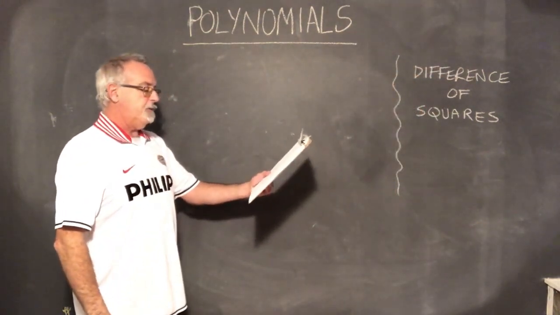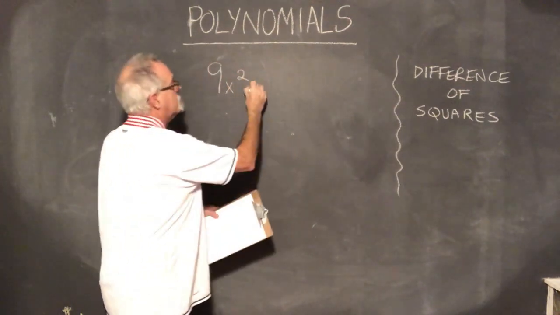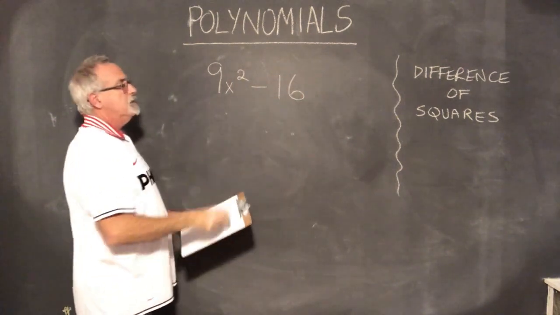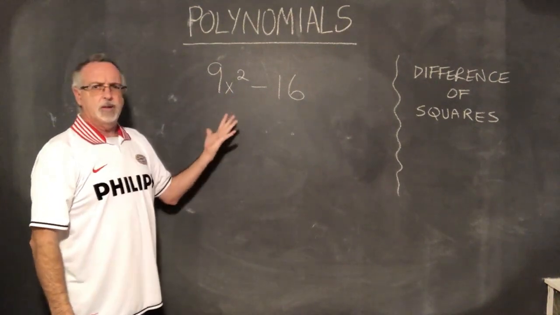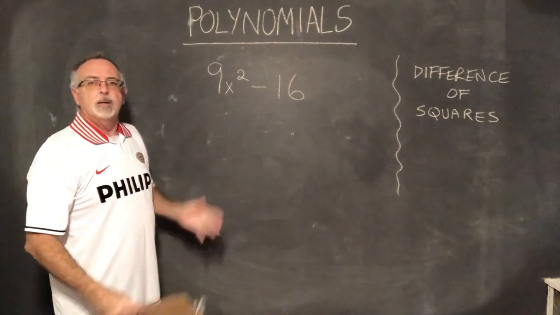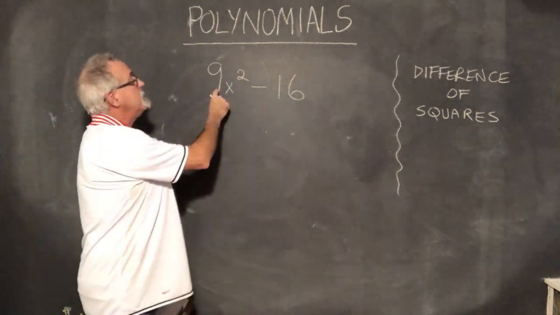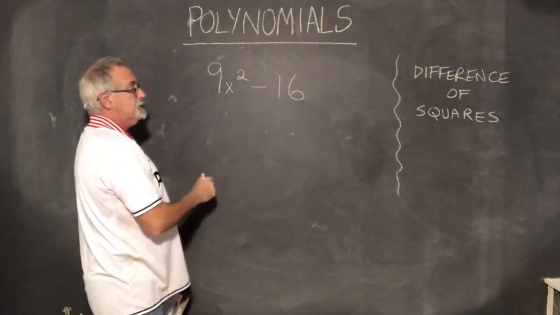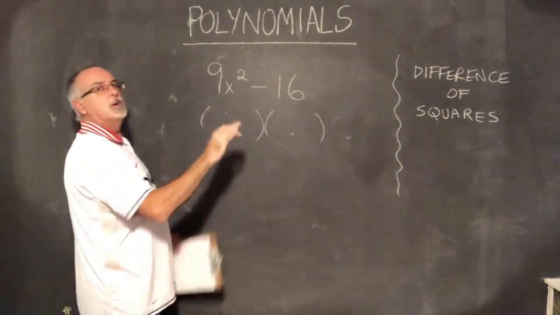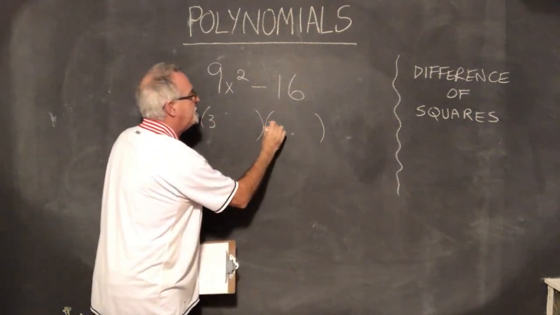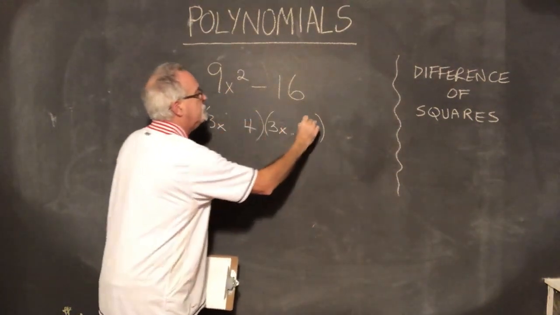Okay, the last one I have for difference of squares. How about this one? Okay, so now I have a combination of number and variable here. Is this a square? If the 9 is a square, and it is, and the x squared is a square, and it is, then that means 9x squared is a square. So that's a difference of squares. We know 16 is a square. What's the square root of 9x squared? Okay, slow down. The square root of 9 is 3, and the square root of x squared is x. The square root of 16, of course, is 4.